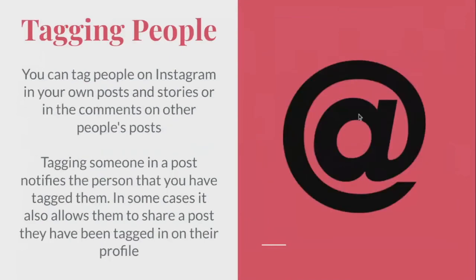And this is what is called tagging people, or some people say "at", that's like the slang term. You can tag people on Instagram in your own posts and stories or in the comments on other people's posts. Tagging someone in a post notifies the person that you have tagged them. In some cases, it also allows them to share posts that they have been tagged in on their profile.